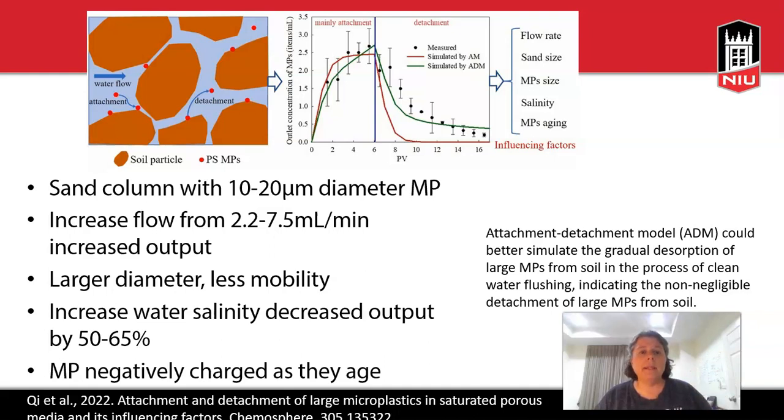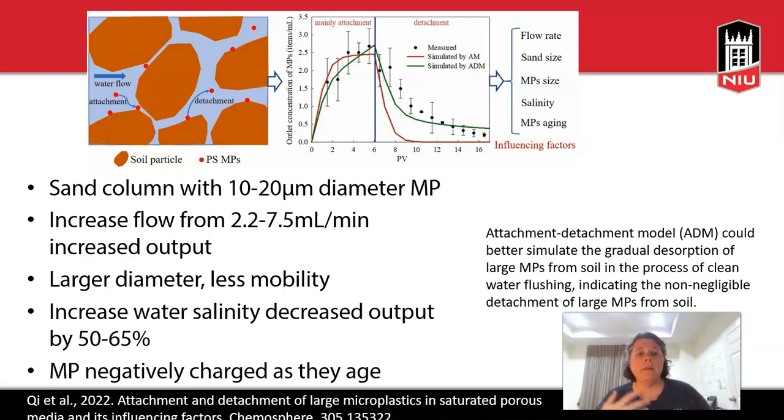So this is what they did here: they did sand columns. They put sand into a piece of metal and then pumped water through. And they looked at 10 to 20 micron size particles of microplastics. So really, again, small particle sizes. And they were looking at flow rate. So as they were changing the flow rates, they could get different results.